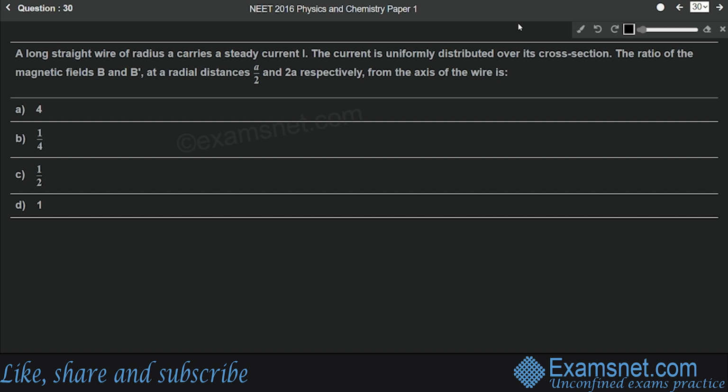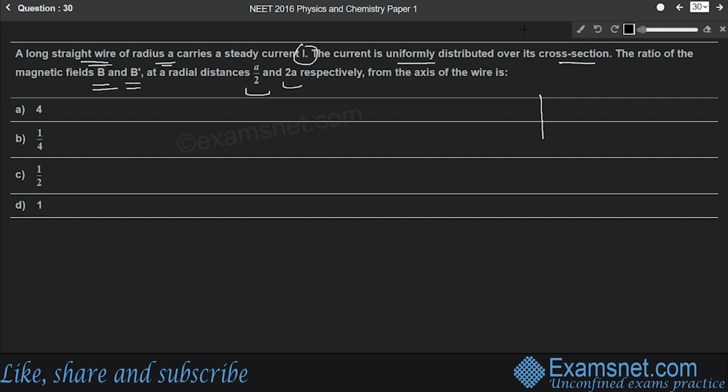Question number 30 is from the chapter Moving Charges and Magnetism, and the question is, a long straight wire of radius A carries a steady current I. The current is uniformly distributed over its cross section. The ratio of the magnetic fields B and B dash at a radial distance A by 2 and 2A respectively from the axis of the wire is, okay.